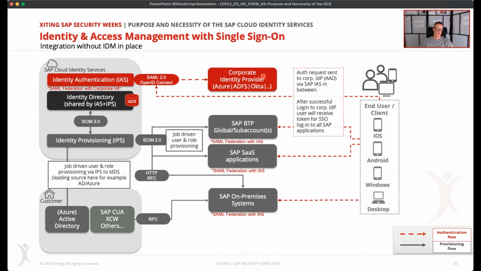IAS is connected to your corporate IDP, and all your cloud applications, and maybe your on-premise applications, are federated with the IAS. So if a user accesses the application, it will be forwarded to IAS and ultimately forwarded to the corporate IDP. That's mainly a typical integration scenario when it comes to authentication and identity lifecycle management best practice. It must not be just Active Directory as a source, as we can see here on the picture, but can be any other system.